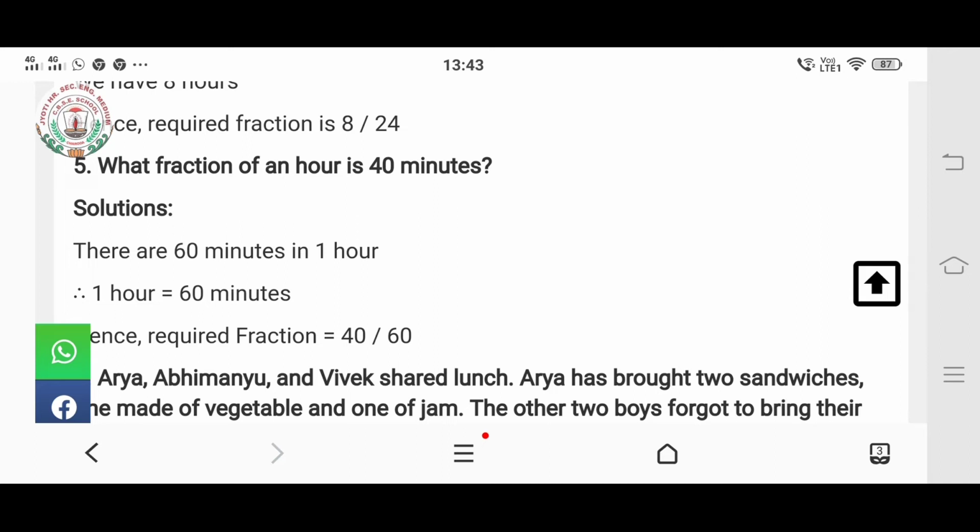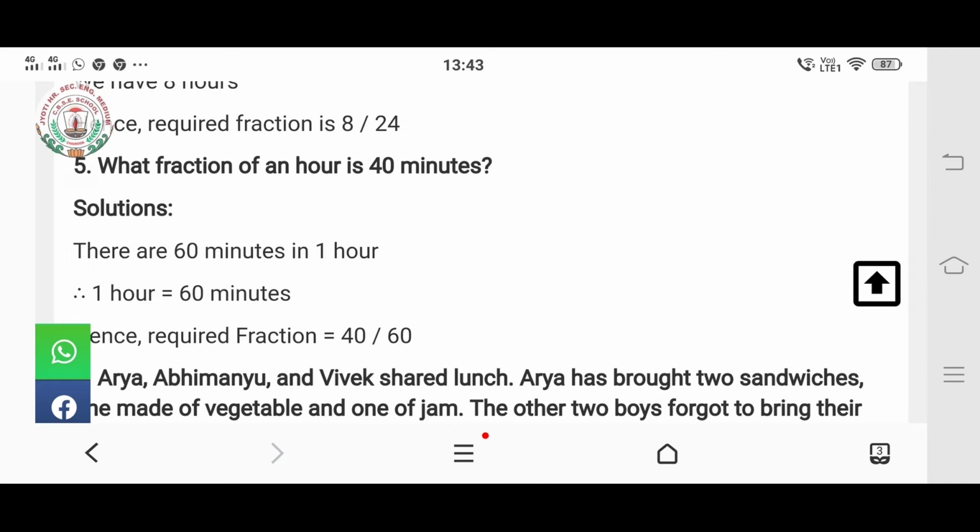You can leave your answer as 40 by 60 also. It can be 4 by 6 also. It can be 2 by 3 also. So if you want, you can write down all the three. If you want, you can leave the answer as 40 by 60 also. So both the answers will be correct, and for both you will get the full marks. Coming to the next question.